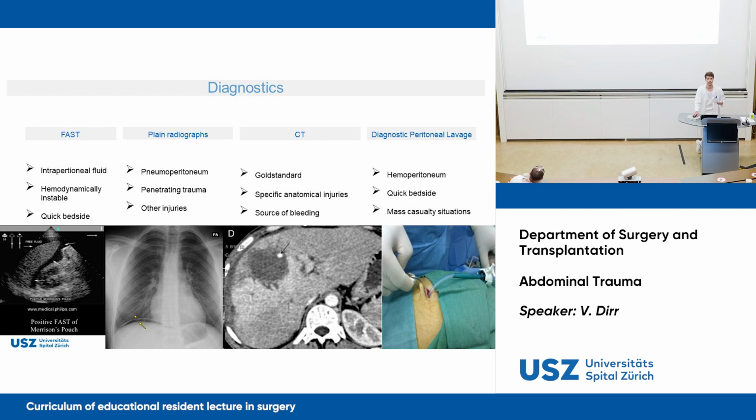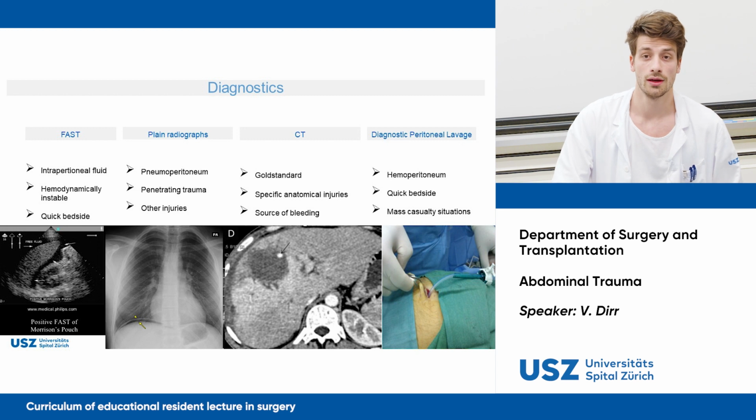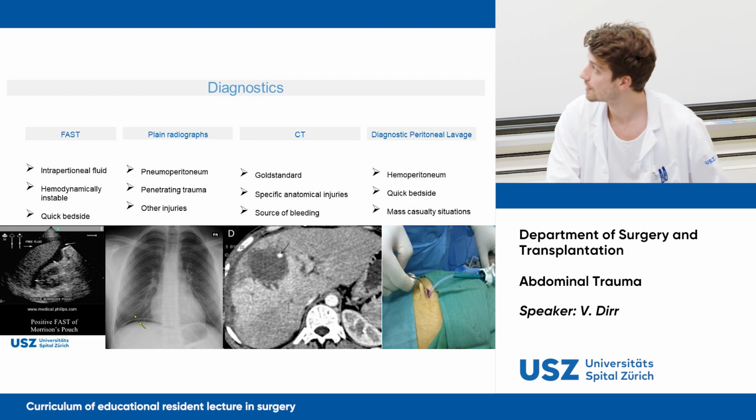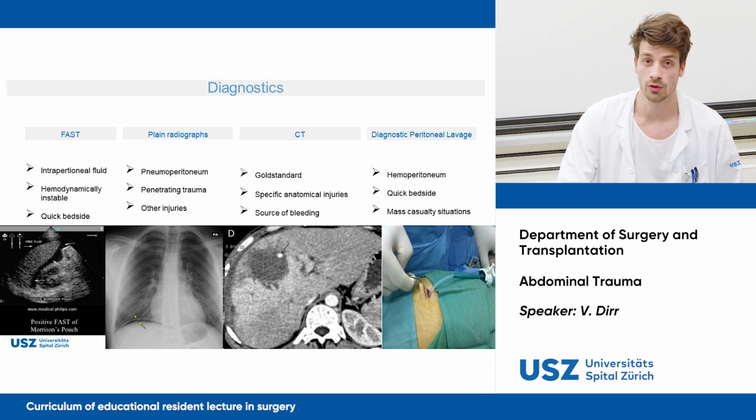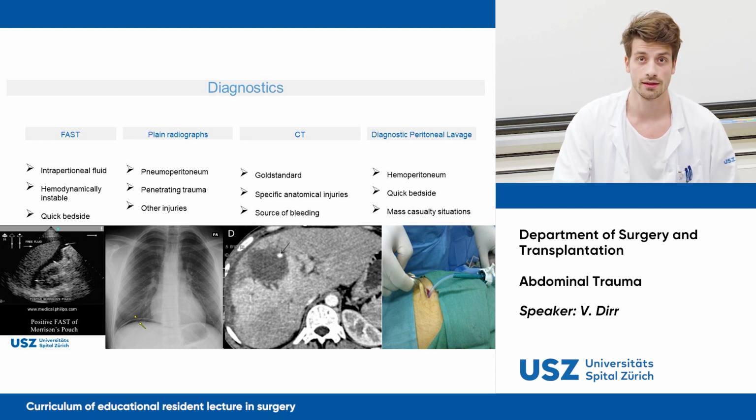And we can do that quick at bedside and in unstable conditions as well. And what we do is we scan the Morrison pouch, we scan the splenorenal junction, we scan the pouch of Douglas, we scan the pericardium, the pleura, and also the diaphragm. In this case, I brought you a picture with a positive FAST of the Morrison pouch, where you can clearly see fluid between the liver and the right kidney.